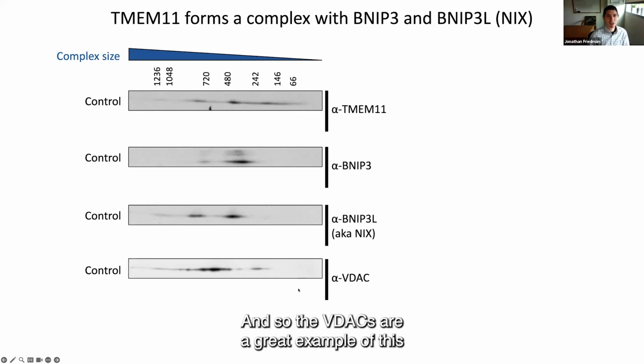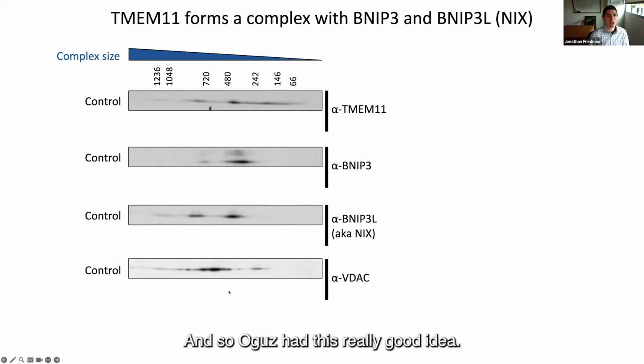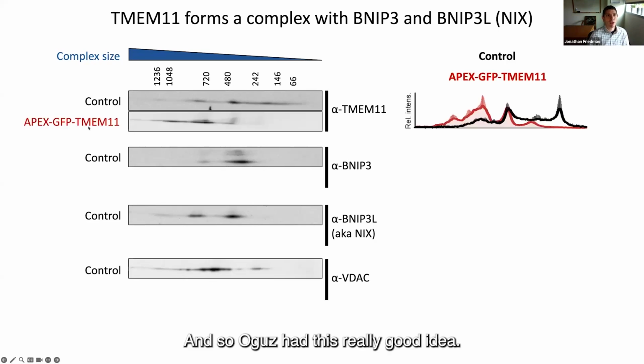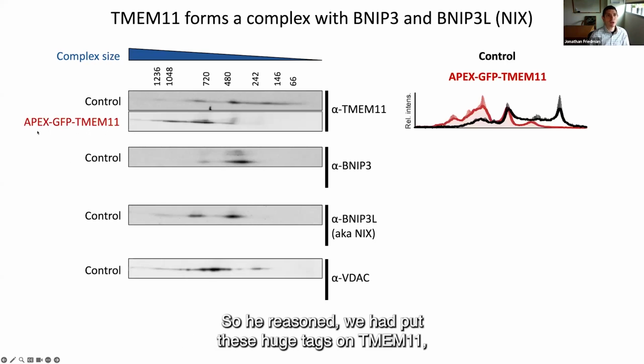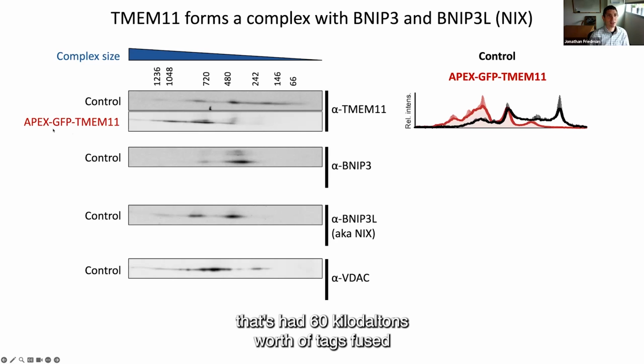And so the VDACs are a great example of this, that they run at almost an identical molecular weight to TMEM11. And so Oz had this really good idea. He reasoned that we'd put these huge tags on TMEM11. We're talking about a 20 kilodalton protein that's had 60 kilodaltons worth of tags fused to its N-terminus.